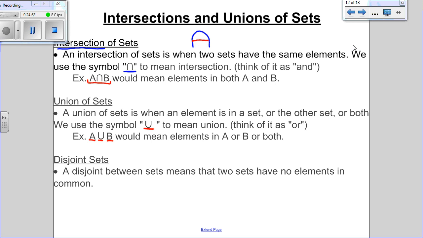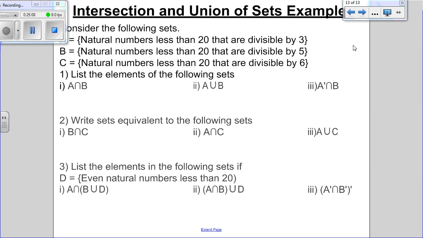How this looks in questions. So, we've got all of our sets written out here. It says consider the following sets, and then there's a bunch of questions with it. Set A is natural numbers less than 20 that are divisible by 3.